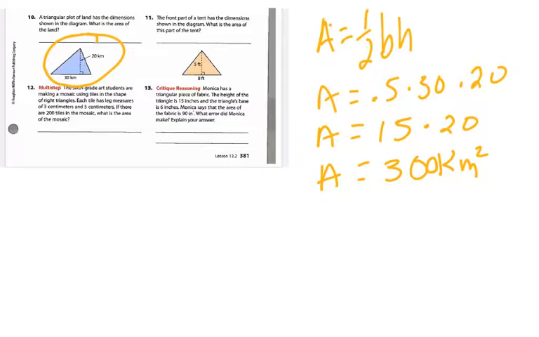Okay, now number 11 says the front part of the tent has the dimensions shown in the diagram. What is the area of this part of the tent? Okay, so I'm going to pause. I want you to pause the video now. Please pause, and you figure this out. Okay, I want you to start with your formula, plug in your values, do your multiplication, and have your label. Okay, I'm going to pause for a few seconds and let you figure that out.